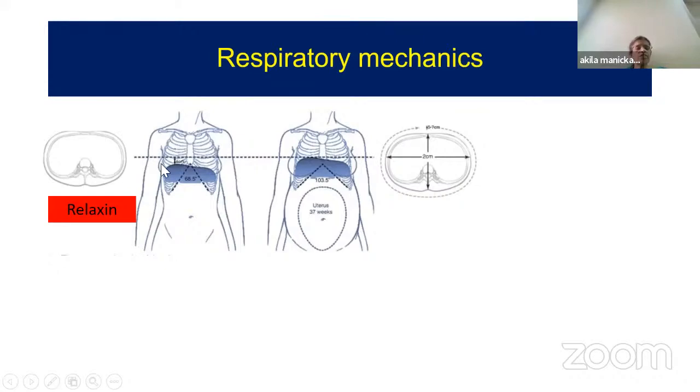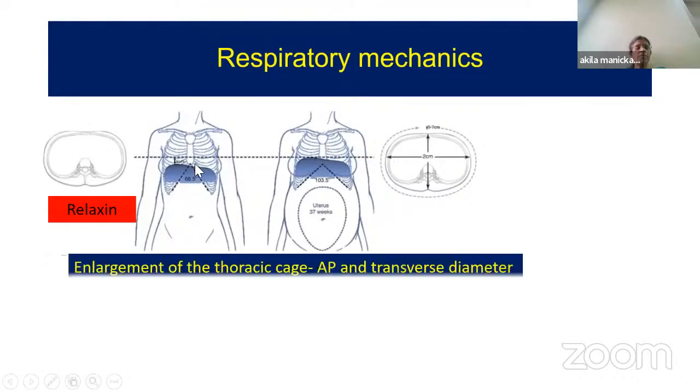When we look at the thoracic cage dimensions, there is an increase in the AP diameter and the transverse diameter. This enlargement occurs because the hormone relaxin relaxes your ligaments, the costal ligaments. So the bucket handle movements are enhanced. One is there is elevation of your diaphragm from below, and the second thing is it relaxes these ligaments, and so the AP and transverse diameters get increased. But the vertical diameter, this is a compensation for the decrease in vertical diameter of the thoracic cage that occurs following the increased pushing of your diaphragm from below.